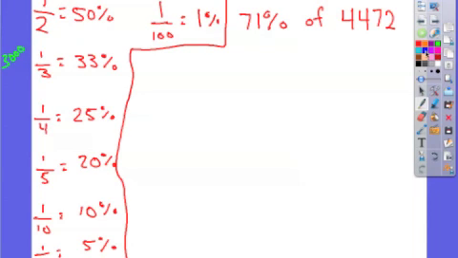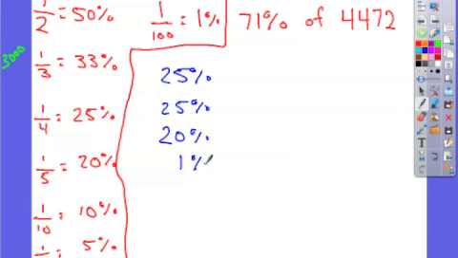Okay, so let's do one way to do this. I'm going to do a 25%, a 25%. That would give me up to 50. And then I'm going to do a 20, which is going to be 70. And then I'm going to do a 1, which is going to be 71. And you might do it entirely different here. That's fine. That's not a big deal. All right, so let's figure out what these are here.